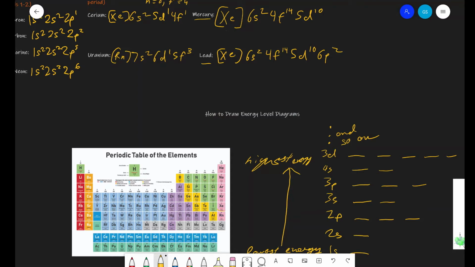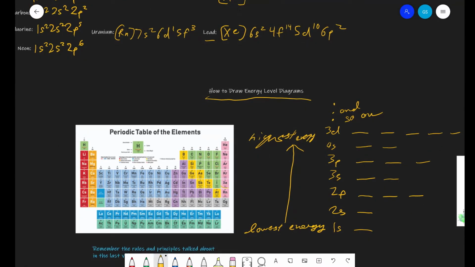In the last video, I left off on Mercury and lead and their possible electron configurations. The focus of this video really is going to be on energy level diagrams, but I'm just going to quickly take up Mercury and lead from last video. So I already wrote it out, but I'll explain it.